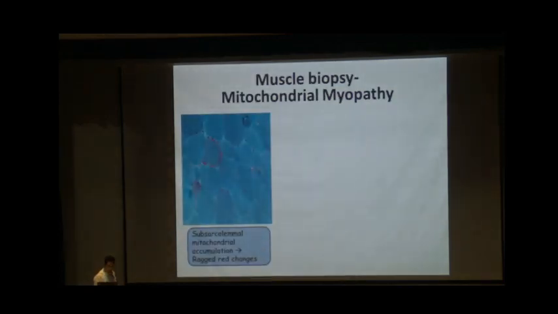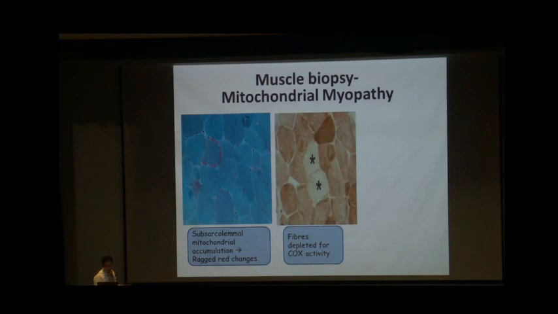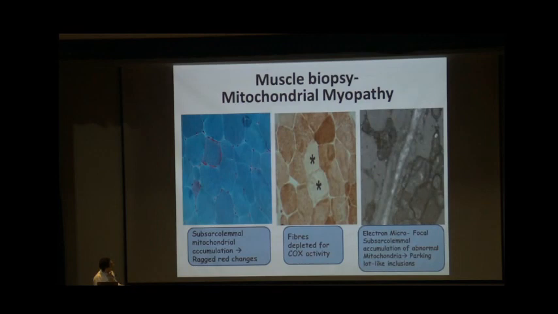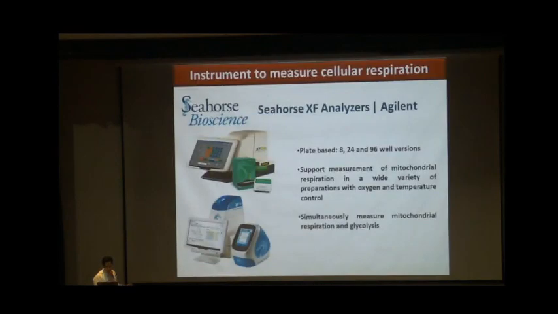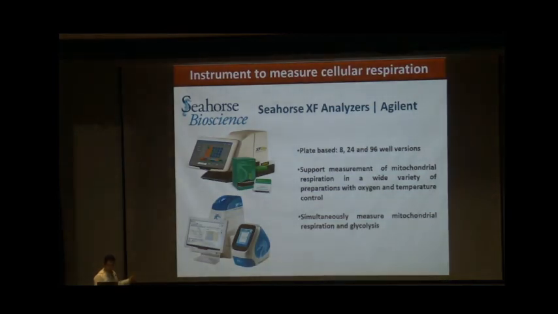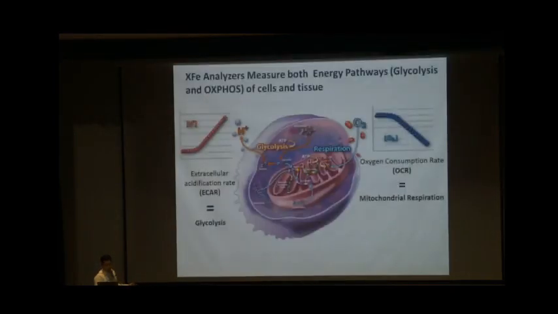Muscle biopsy is required. You can see the red fibers because of subsarcolemmal mitochondrial accumulation. You may find cytochrome oxidase or SDH deficiency. These are the fibers which are depleted for cytochrome oxidase activity. And you may find these parking lot-like inclusions because of increased accumulation of mitochondria in the subsarcolemmal area. This is the device which is available at ILBS. I'll show the picture later.